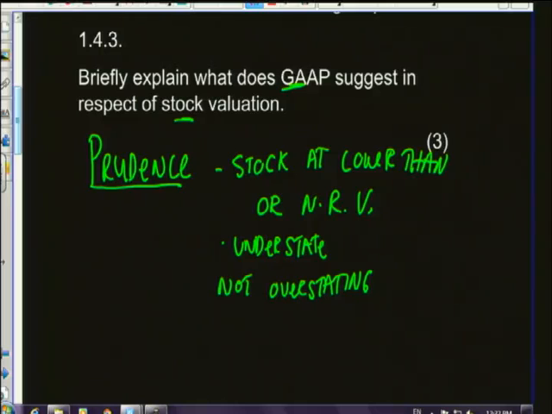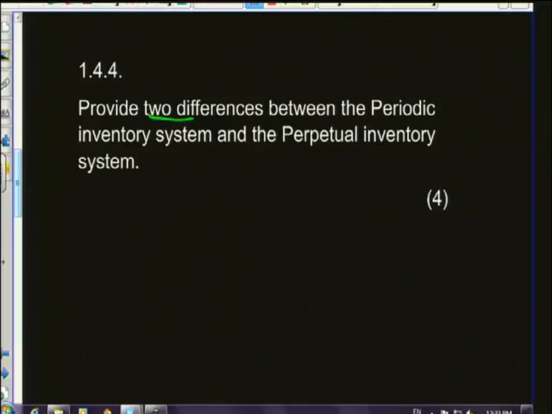Okay, so 3 easy marks. Prudence principle. Remember guys, it's not the matching principle. This is the value of an asset. So remember, think of prudence. Right, and now we're looking at the very last question. Provide 2 differences between the periodic inventory system and the perpetual inventory system for 4 marks. Often the question will ask you to tabulate 2 differences between periodic inventory system and the perpetual inventory system.